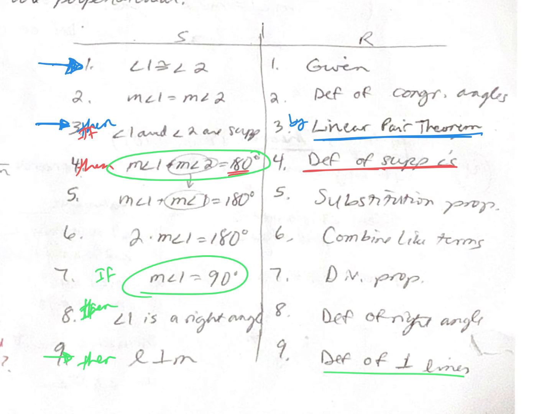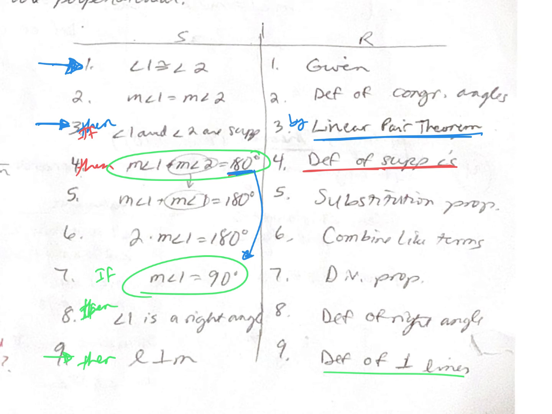I want to get to measure of angle 1 equals 90 degrees. And in your brains right now, I know exactly what's happening because I read minds. Your brain is seeing 180 degrees and saying, hey, wait, 180 degrees. I can get to 90 degrees by dividing by 2, which is true. But then I would have to divide by 2 on the left side.